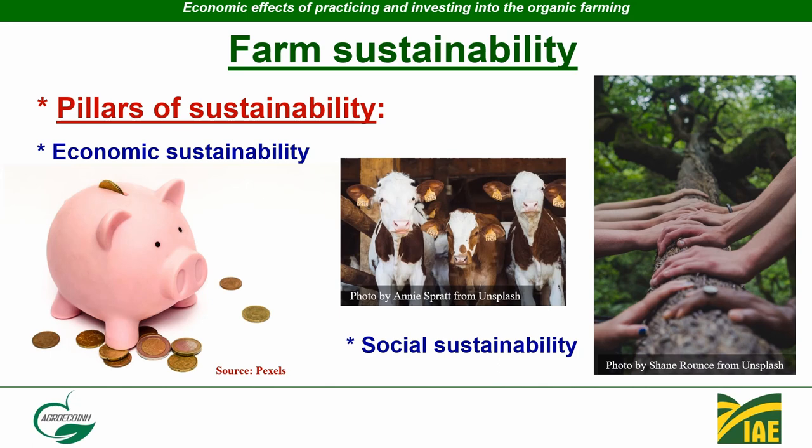So we have A. Economic sustainability, which defines the level of productivity in use of available resources as well as economic efficiency and financial stability of a certain farm. B. Social sustainability, which relates to accountability for preserving the welfare of farm members or the whole rural community.